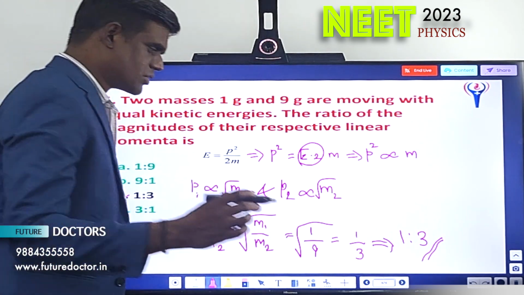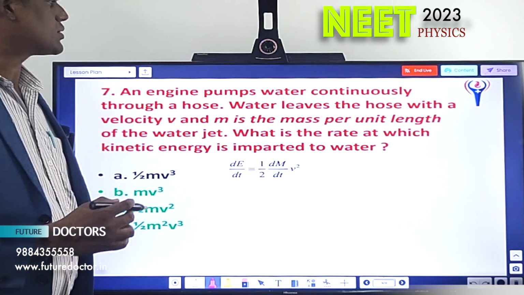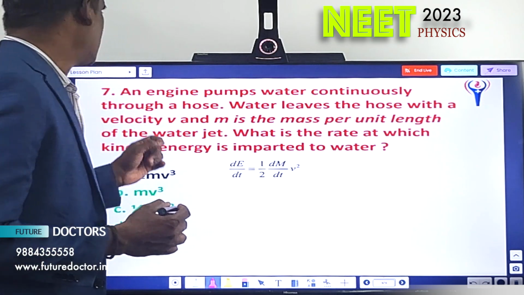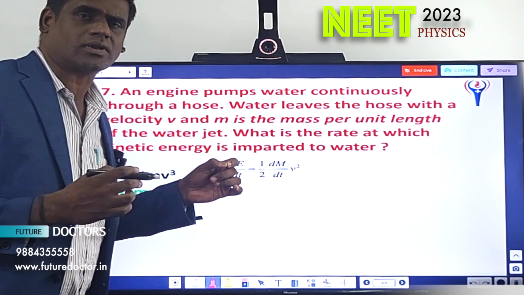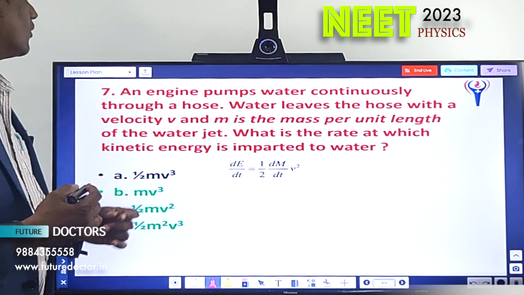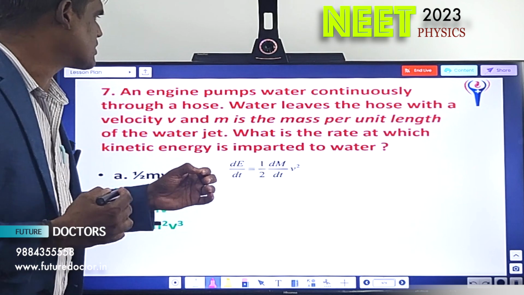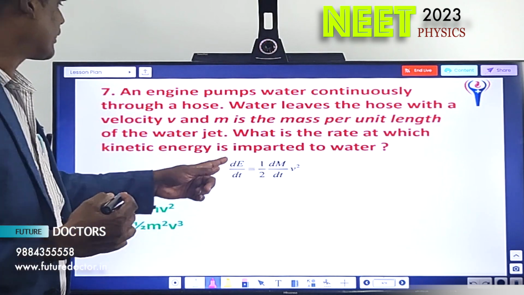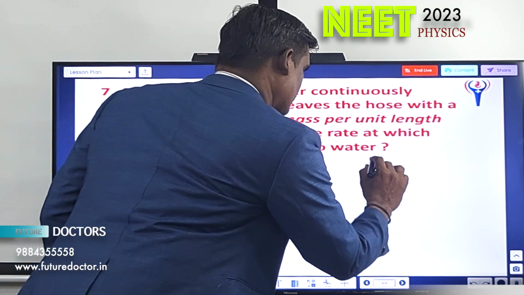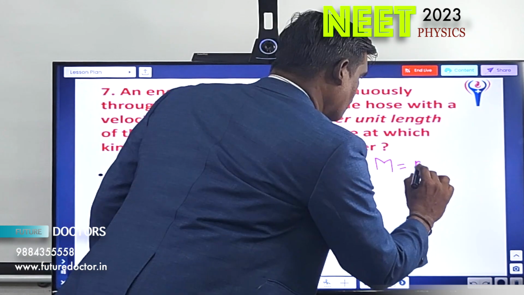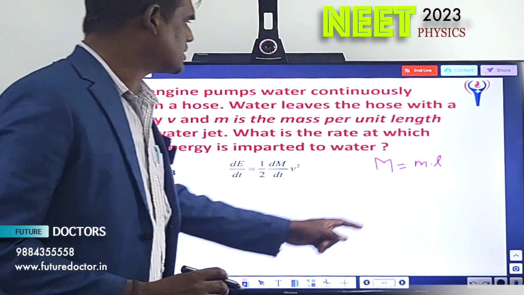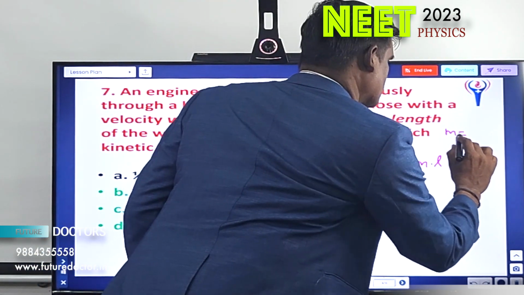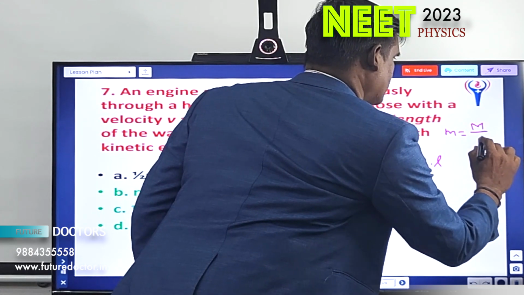Let's move to the last question, the 7th question. An engine pumps water continuously through a hose. Water leaves the hose with a velocity v and m is the mass per unit length of the water jet. What is the rate at which kinetic energy is imparted to water? Here m is given as mass per unit length and capital M is the actual mass.